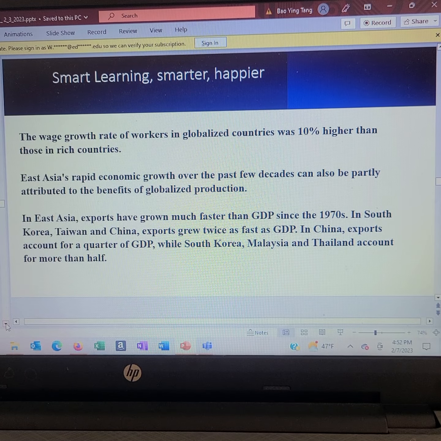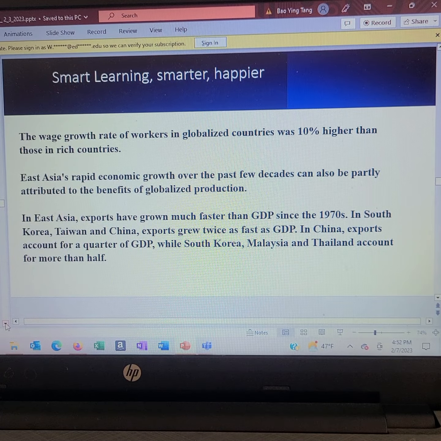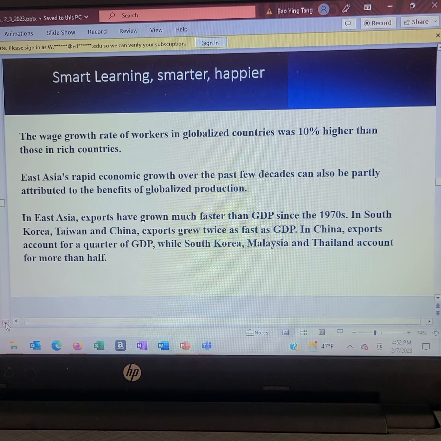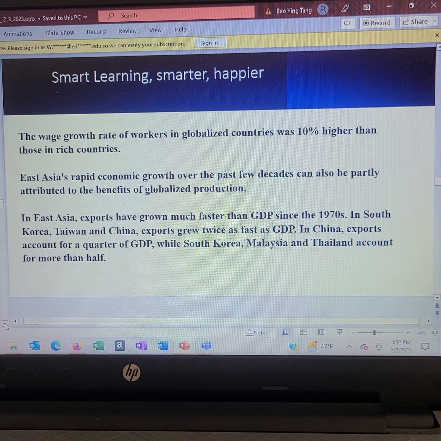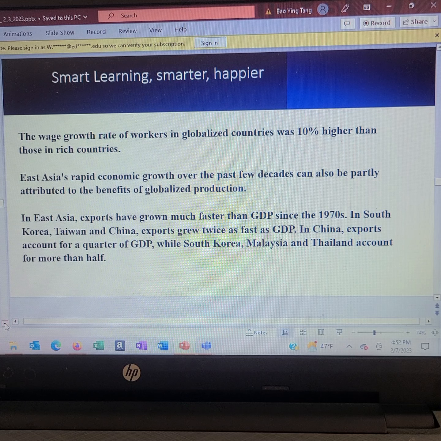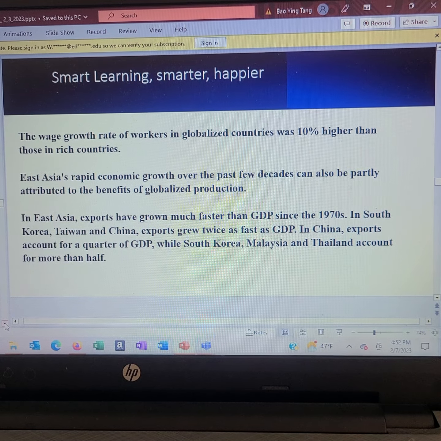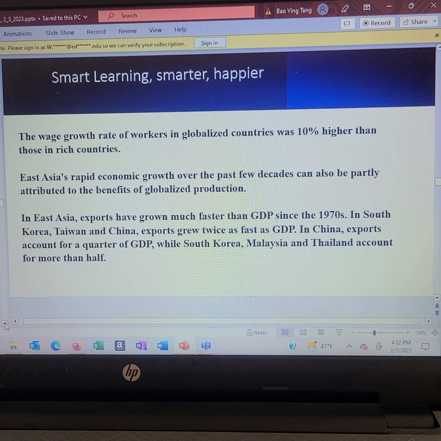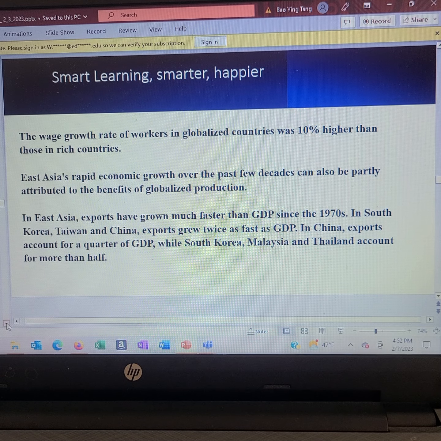The wage growth rate of workers in globalized countries was 10% higher than those in rich countries. East Asia's rapid economic growth over the past few decades can also be partly attributed to the benefits of globalized production. In East Asia, exports have grown much faster than GDP since the 1970s. In South Korea, Taiwan, and China, exports grew twice as fast as GDP.